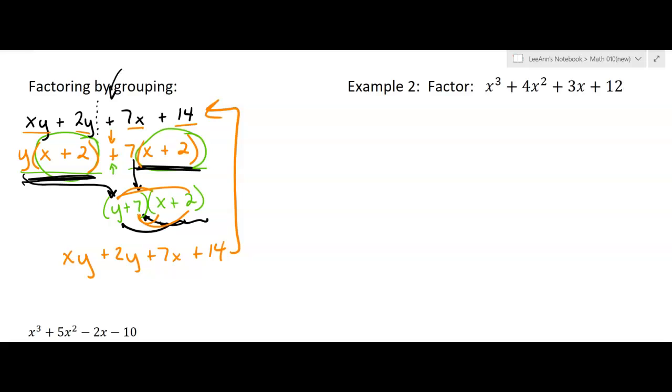Now you might be saying, wait a minute, I didn't get all that. That's okay, that's why we have more problems.